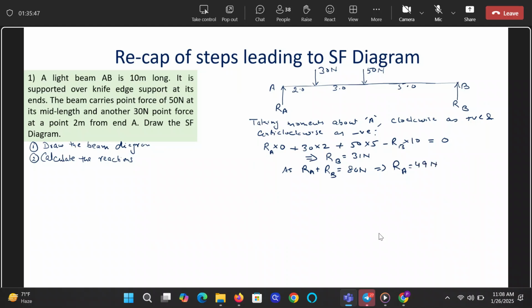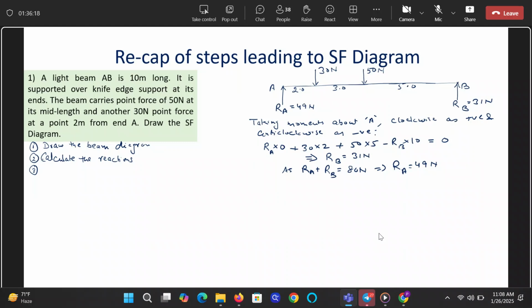So guys, first point completed, second point completed, and now you'll put these reactions on the diagram. 49 newtons and 31 newtons. The step 2 is completed. Anybody has any questions on step 2, guys? Step 1 and 2 is clear, guys? Yes, sir.